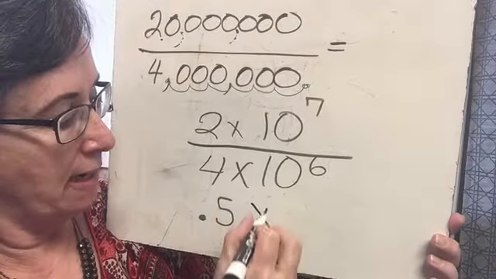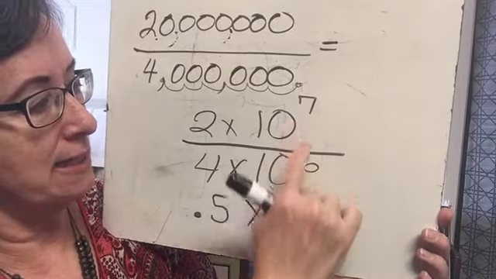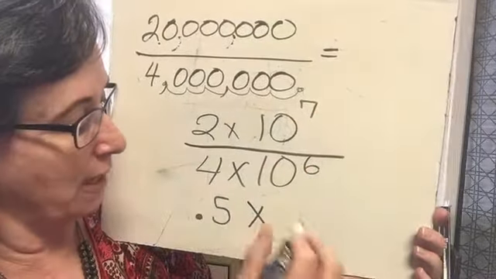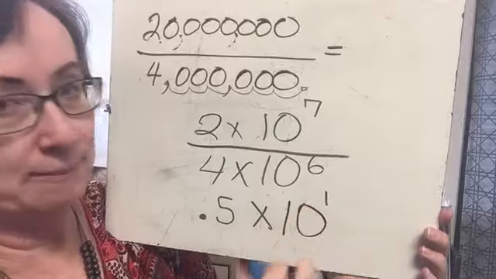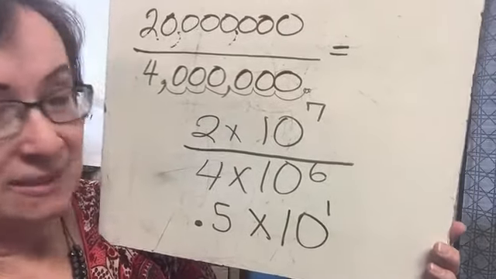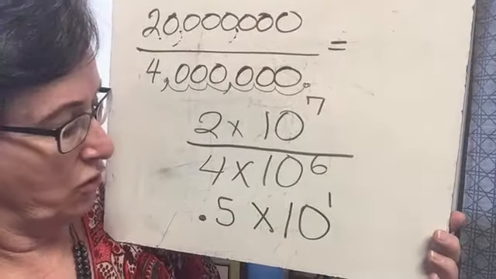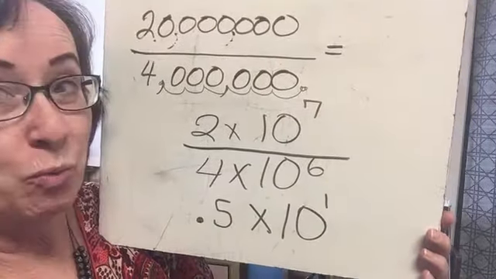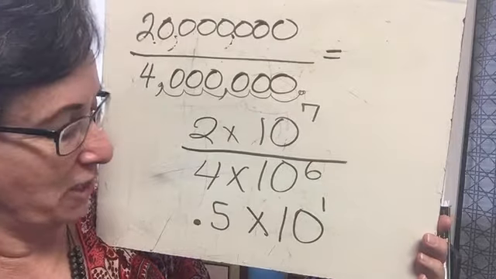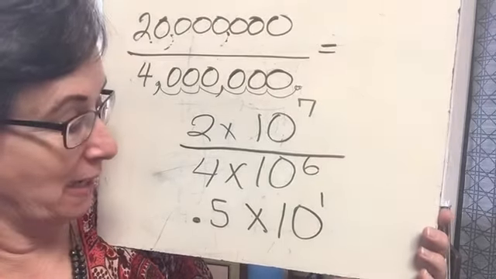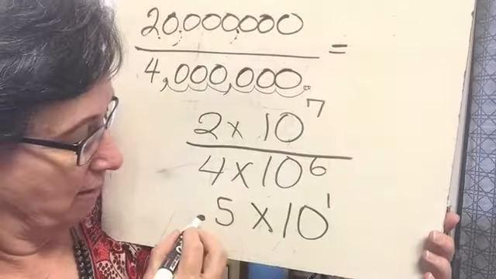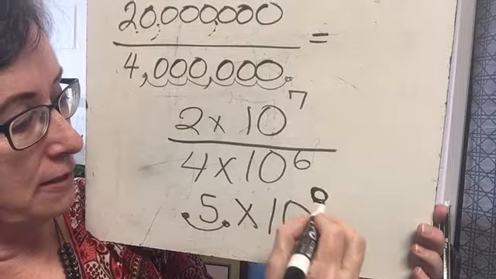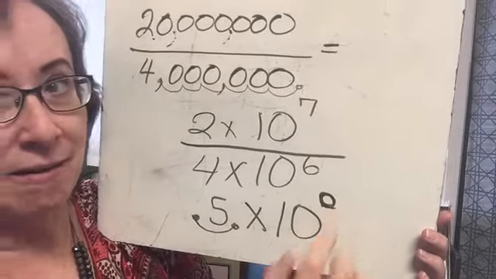Times 10 to the 7 divided by 10 to the 6 is 7 minus 6, 1, 10 to the 1. Okay, now 10 to the 1 is just 10. So guess what happens? This is not in scientific notation, but when we move it into scientific notation, it's going to be simply the number, what? Move this 1 to the right, move this 1 to the left, 10 to the 0 is 1.